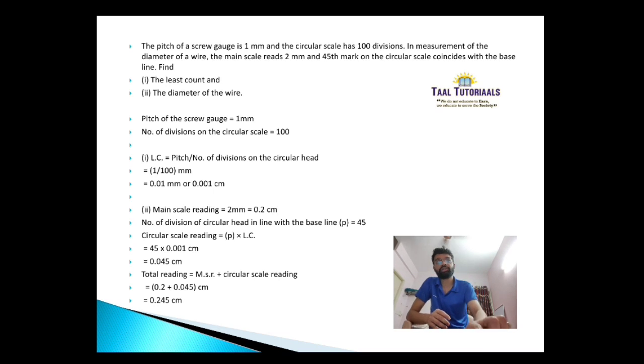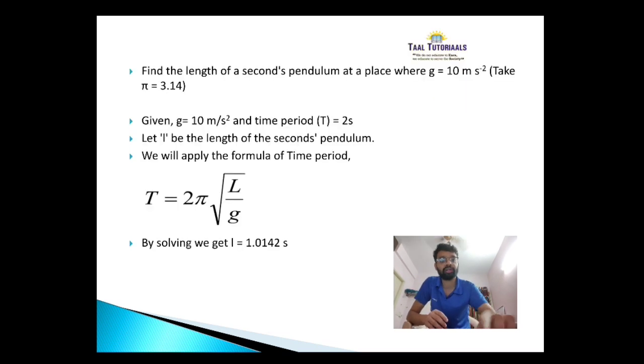Now the last question for this PPT is on time period. Find the length of a seconds pendulum at a place where g is 10 meter per second square, and take pi as 3.14. Here g is given as 10 meter per second square. Time period T is 2 seconds because it's a seconds pendulum, and let L be the length. When we apply the formula T equals 2 pi root over L by g, we will get L as 1.0142. This is the end of the first chapter.